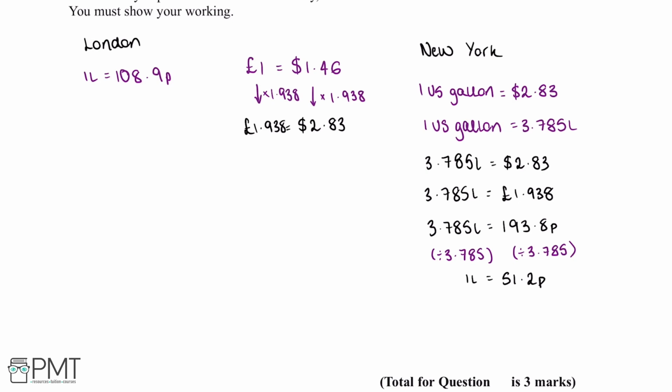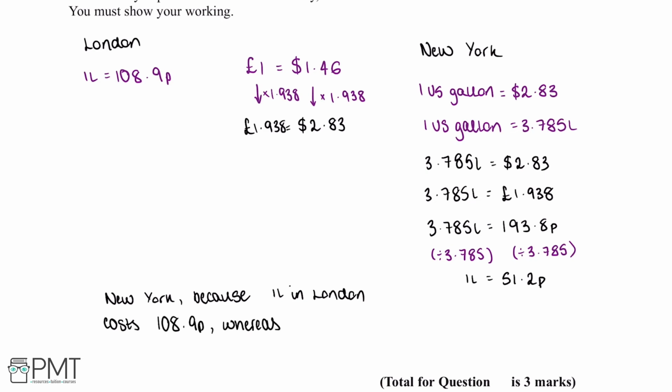So the final thing we can do is write a summary statement. So we can write something along the lines of, it will be cheaper in New York because 1 litre in London costs 108.9 pence, whereas 1 litre in New York costs 51.2 pence.